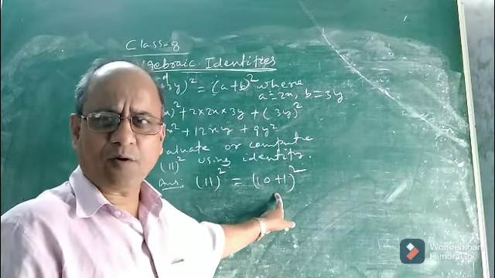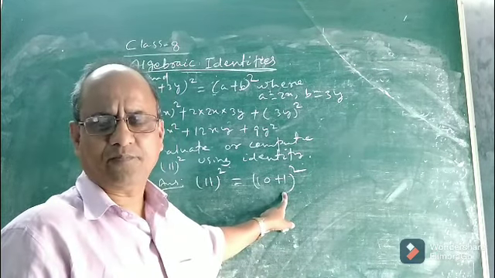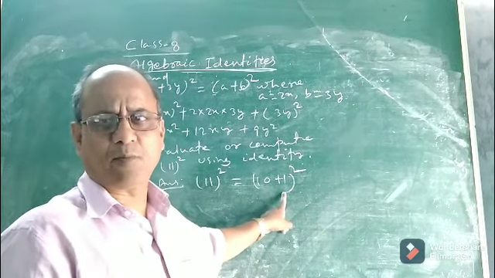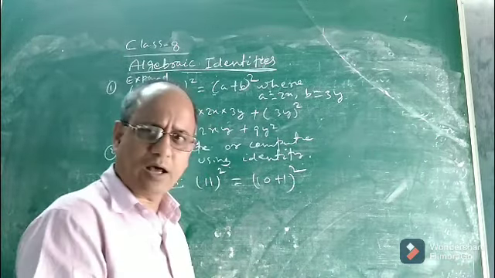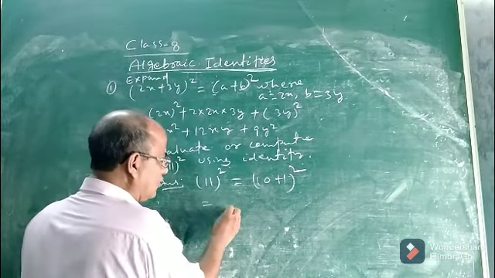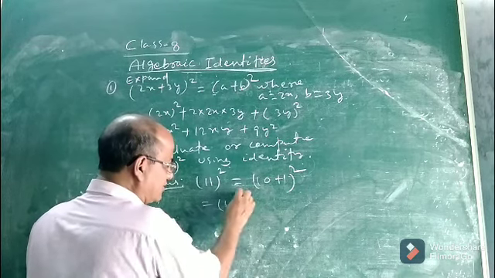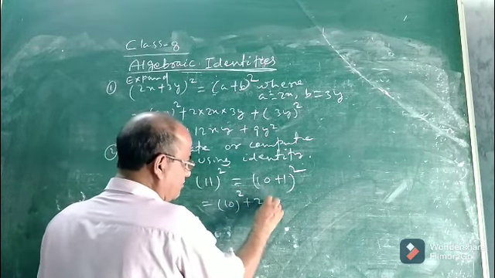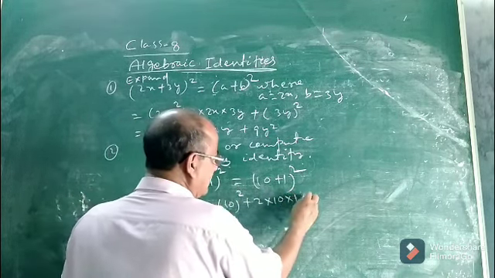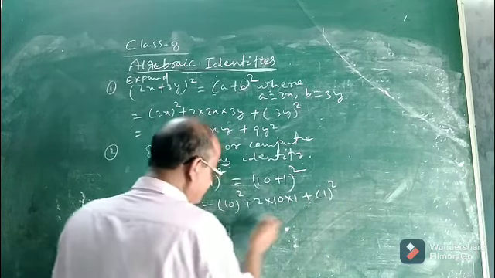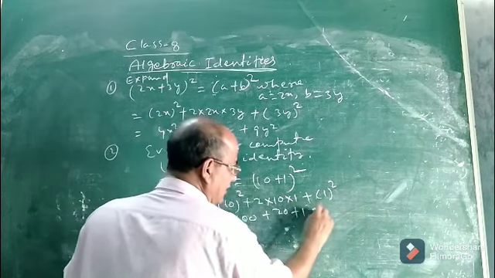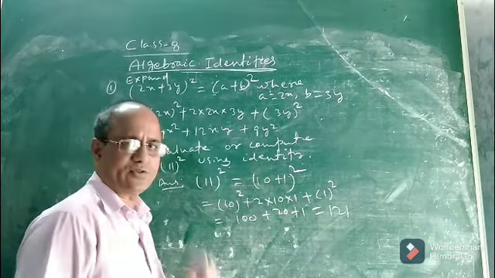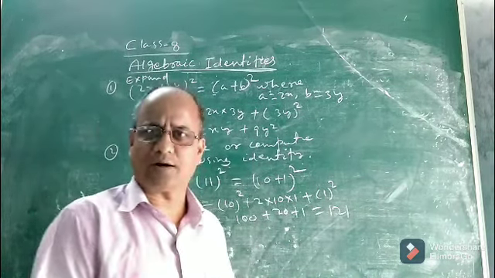Now, by writing it as 10 plus 1 whole square, it has come in the form of a plus b whole square, where a is 10 and b is 1. And you know the formula for a plus b whole square. So it is 10 square plus 2ab, that is 2 into 10 into 1, plus 1 square. Now it is 100 plus 20 plus 1. Clearly it is 121. And it is true that the square of 11 is always 121.